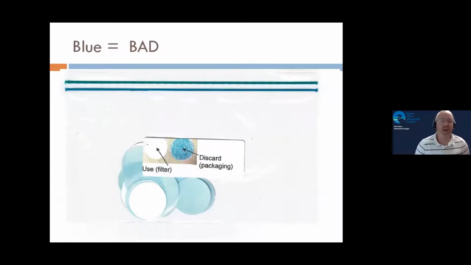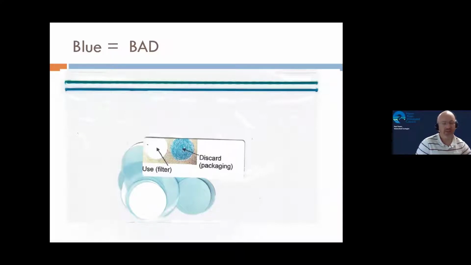So your filters will come in a baggie. And there's going to be a mix of things in here. There's two things. The actual filter that you will be using is white and it's opaque and it's almost a little glossy. That is what the filter is.